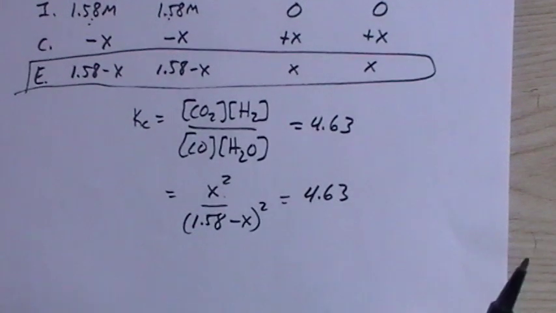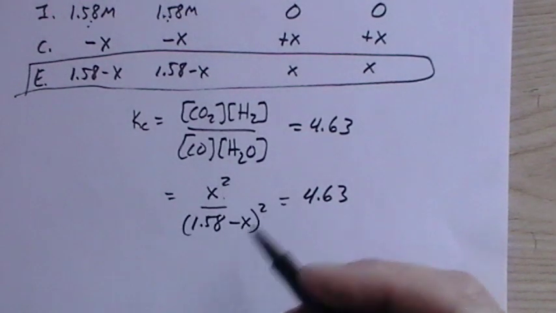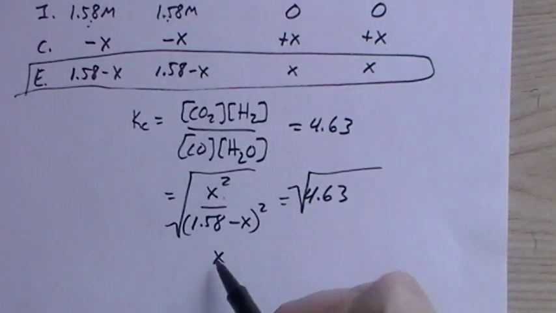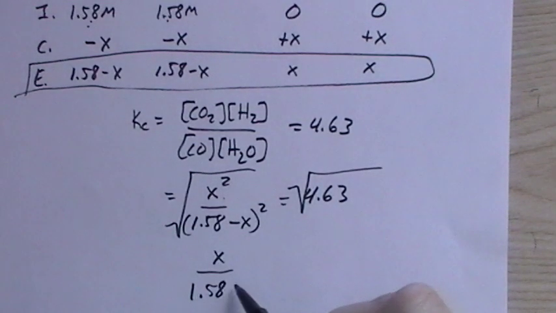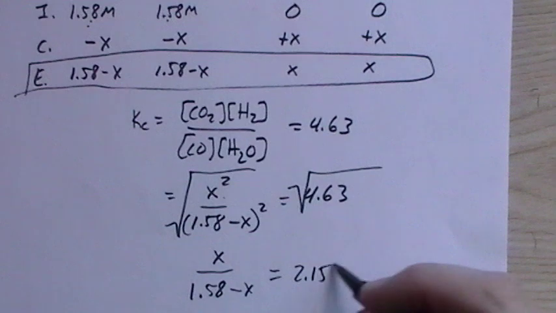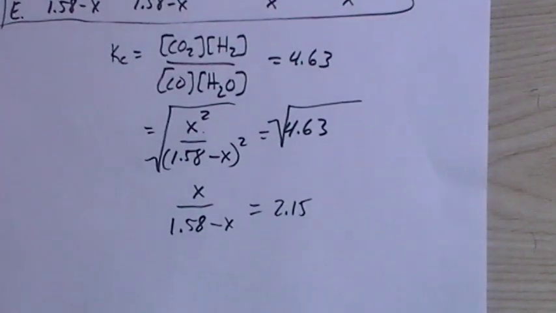Now notice, the top is x squared. The bottom is an argument squared. So if we take the square root of both sides, you have to do it to both sides, then you end up with x over 1.58 minus x, and then you have the square root of 4.63, which is 2.15. And now it's just x, not x squared. So now you can solve for it.